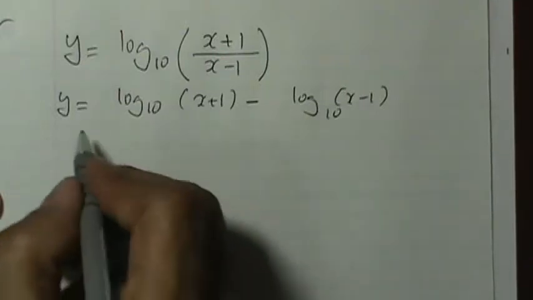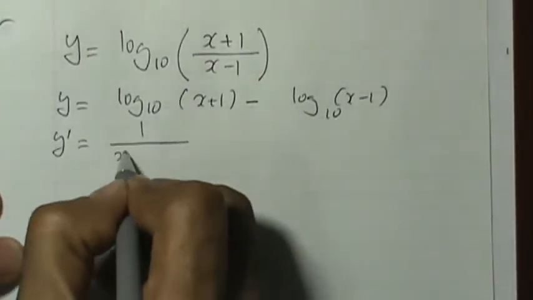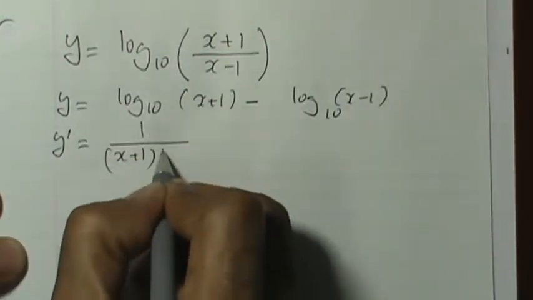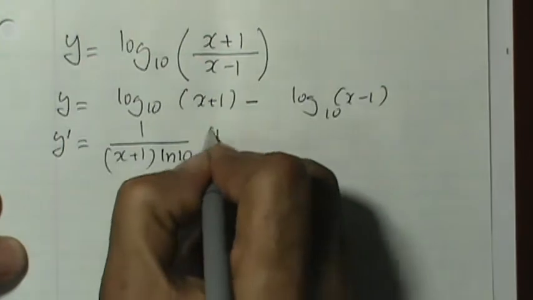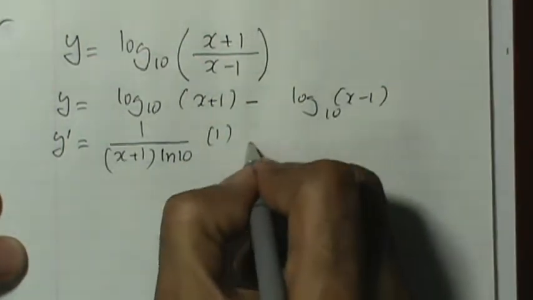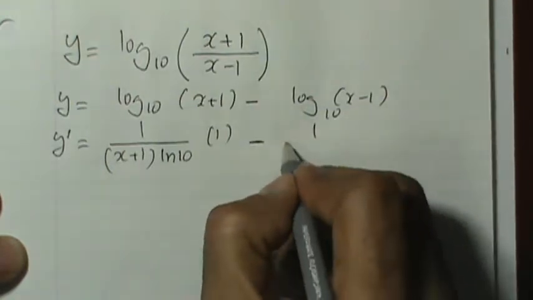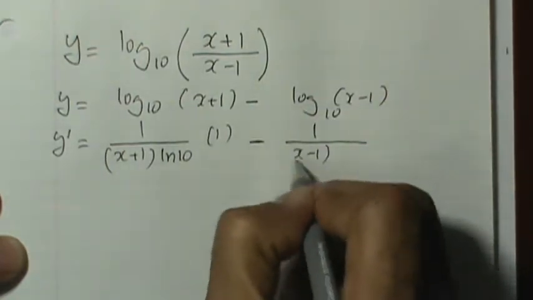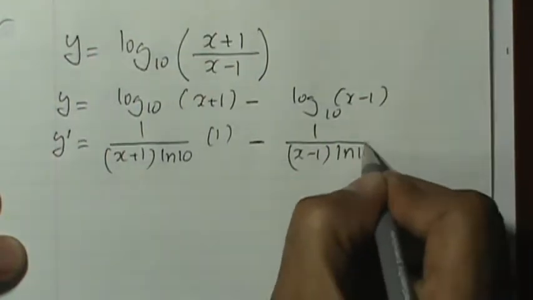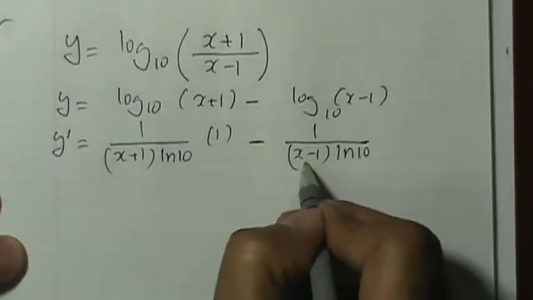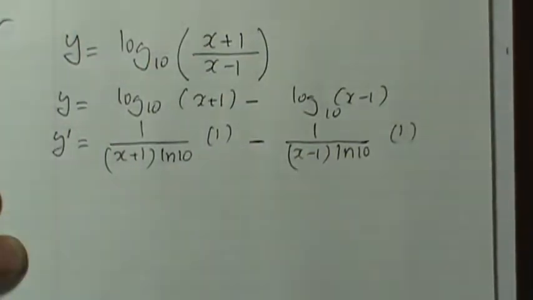Now, to find the derivative of this, we simply go 1 over (x plus 1) ln of the base, which is 10, and the derivative of the bracket here, x plus 1, would be just 1, multiplied by the top, and we do the same thing for the second term. So we minus 1 over (x minus 1), and ln of the base would be ln of 10, and the derivative of x minus 1 would be 1, multiplied by the top. Now, this is an expression for the slope of a tangent.